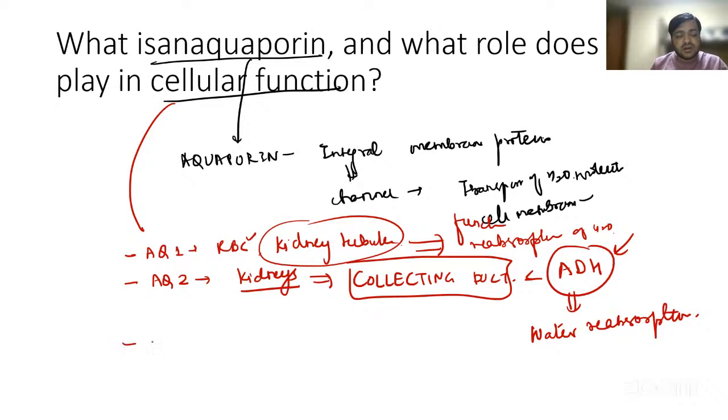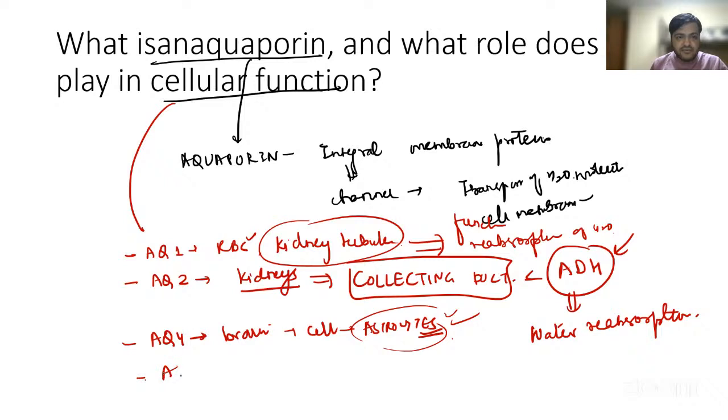Now coming on to the third type, that is aquaporin 4, guys. It is found in the brain. And which cell of the brain? That is again a very important MCQ, that is astrocytes. So it basically helps in regulating the flow of water in the central nervous system, right?